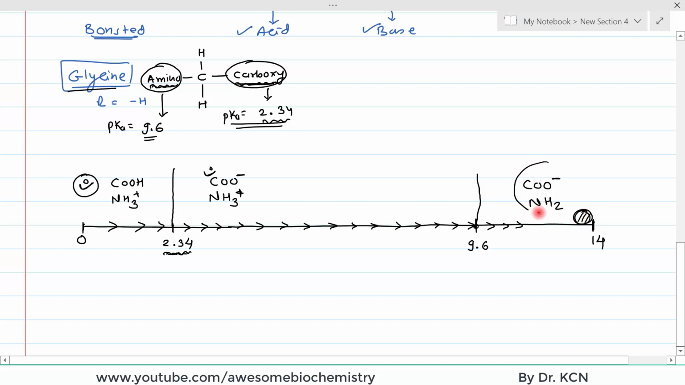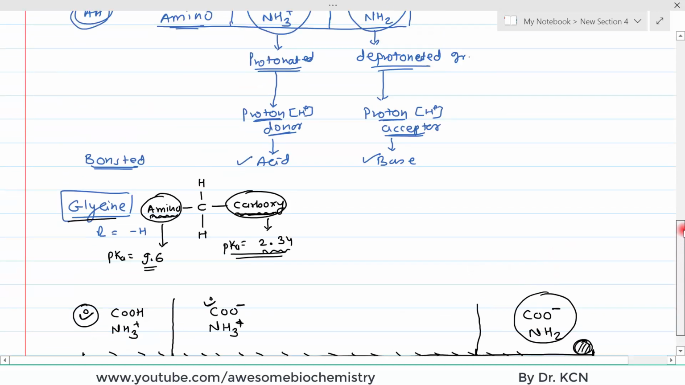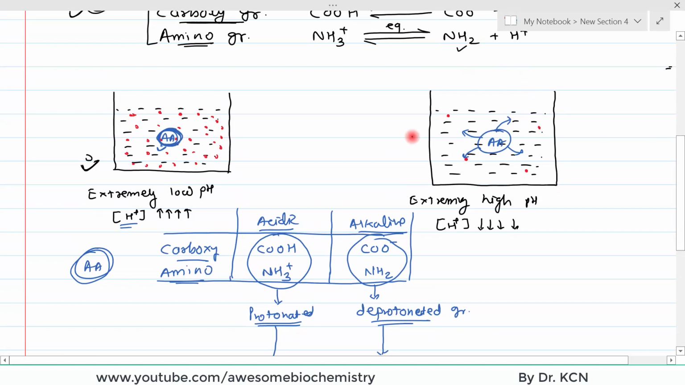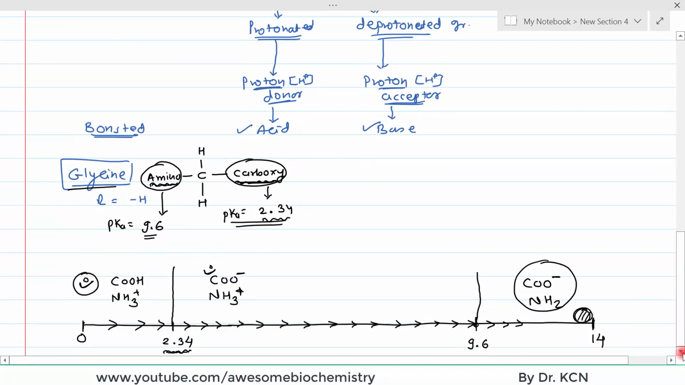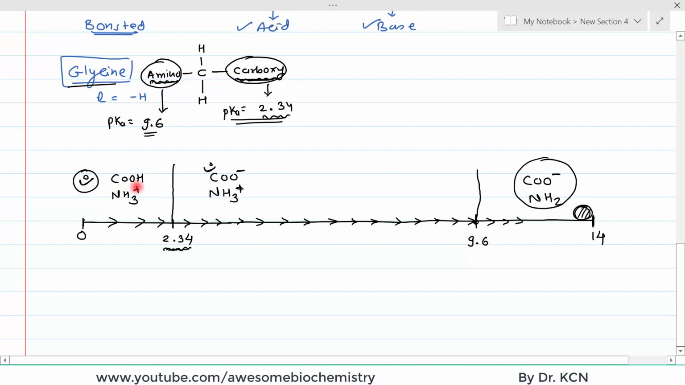And at that place both the groups are deprotonated, which is matching with our hypothetical experiment. Okay. So here you can see the net charge of the amino acid is changing. What is the net charge? Here the net charge of the carboxy group is 0 and the NH3 group is plus 1. So the net charge of the amino acid is going to be plus 1.